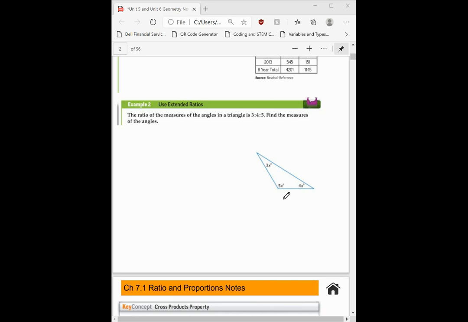3x plus 4x plus 5x is going to give us a total angle degree of 180. So let's write that: 3x plus 4x plus 5x, because I'm taking them all from here, is equal to 180. Well, 3x plus 4x plus 5x is 12x, equal to 180. If I divide by 12, I get x is equal to 15.